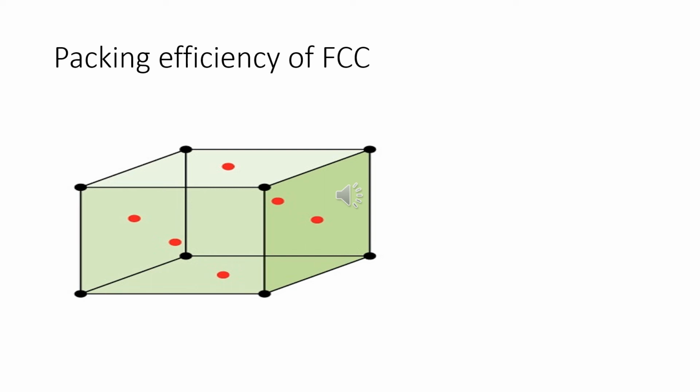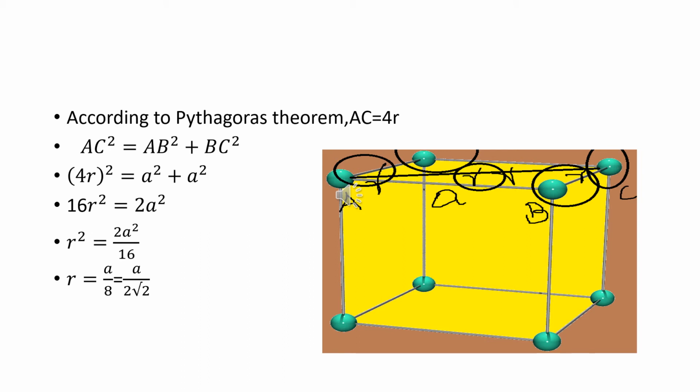According to the Pythagoras theorem, in this figure ABC triangle, AC square equals AB square plus BC square. What is AC? AC is 4 times the radius, that is 4R. So AC square equals 4R the whole square. BC is one edge, the edge of the cube, A. Here AB square is A square plus A square. We calculate 16R square equals 2A square. From this we calculate the radius R: R equals A by 2 into root 2.